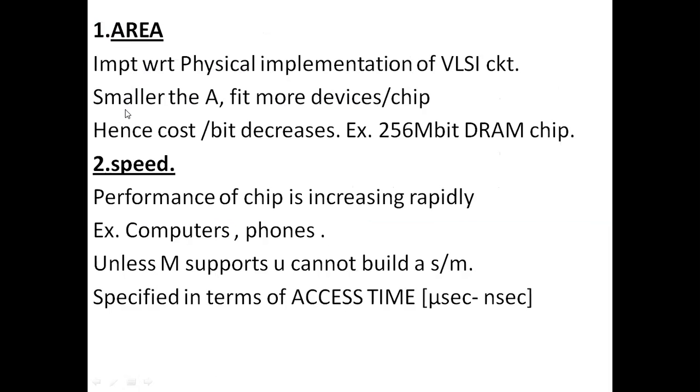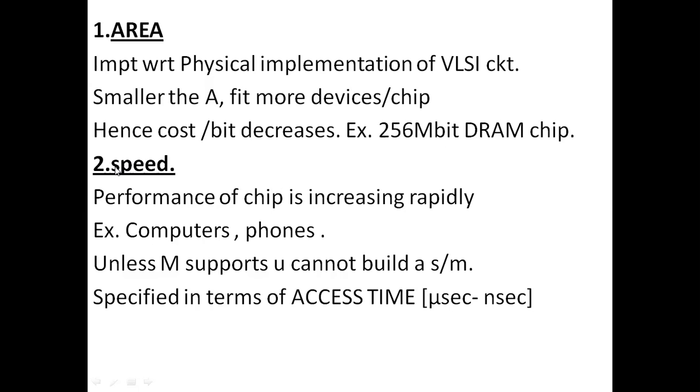With less and less area available, what we expect is to embed more and more devices per chip. Hence the cost per chip decreases. If I am able to implement more and more devices in a smaller and smaller area, I can reduce the cost per bit. So we should be able to fabricate more and more components and circuits inside the available small area. An example is a 256 megabit DRAM chip.